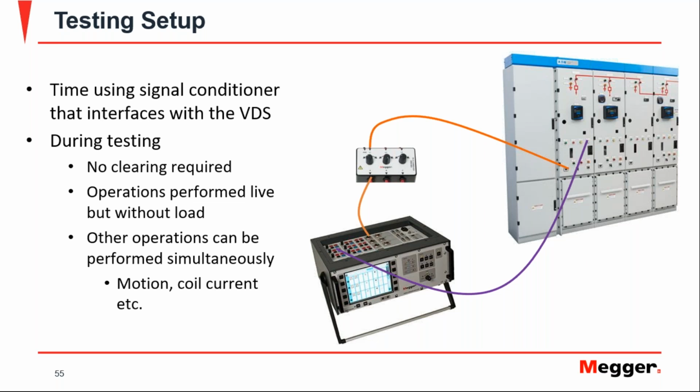And if you want to monitor something else like motion, you would have to install the transducer previously, or consider that. And of course, you're going to monitor coil current and, for example, auxiliary contacts if you want. Anything else that you do with a regular timing, you could do here. And this same concept can be applied for switches.